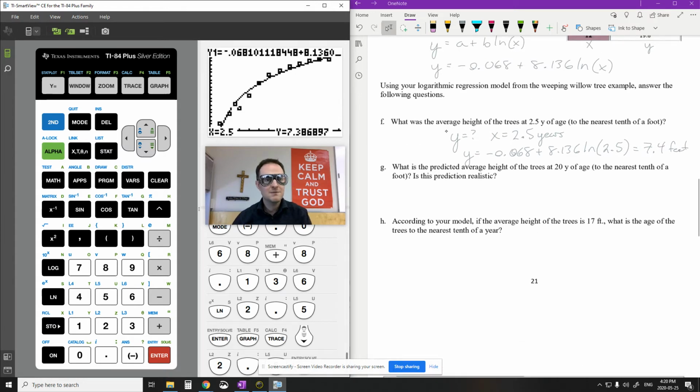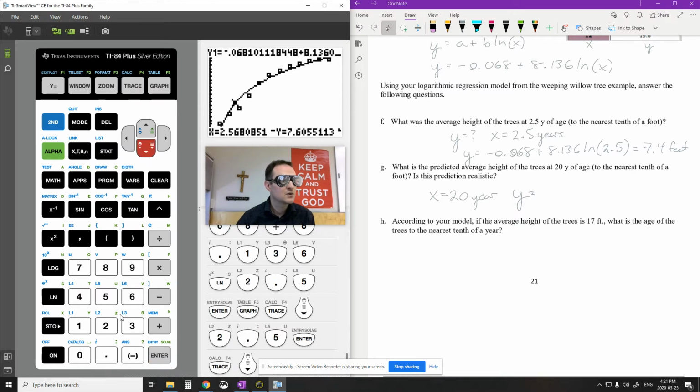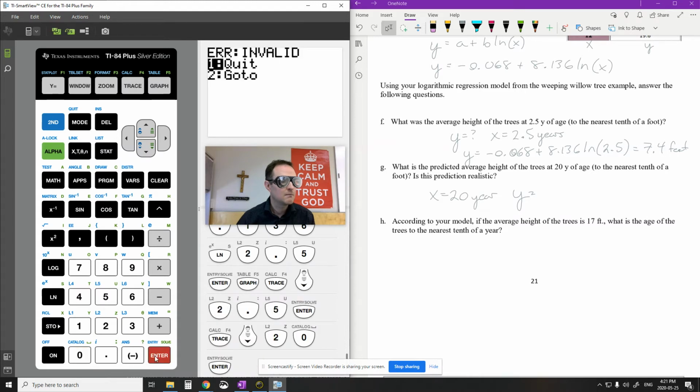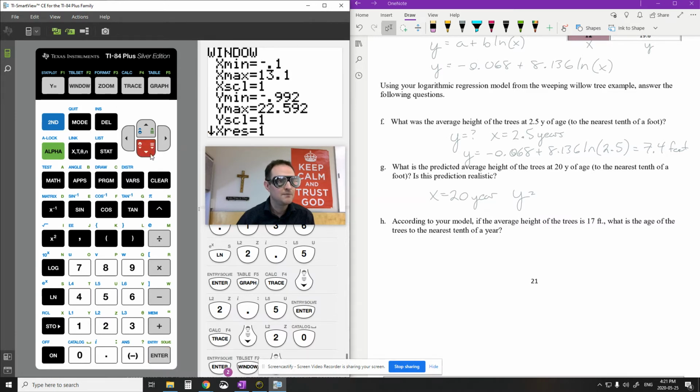What is the predicted average height of the trees at 20 years of age? So I could do the same thing. I put a little 20 there, but I just want to know when x is 20, y, my height. So the problem is this: probably if I go trace 20, it's not going to work. Now, why doesn't it work? Well, it doesn't work because my window doesn't go that far, right?